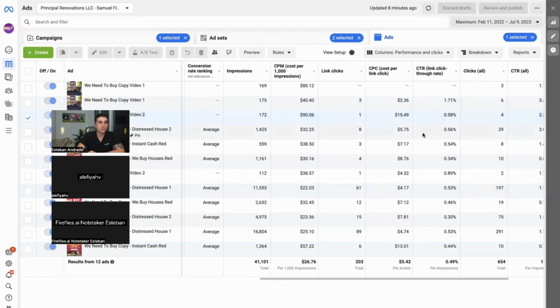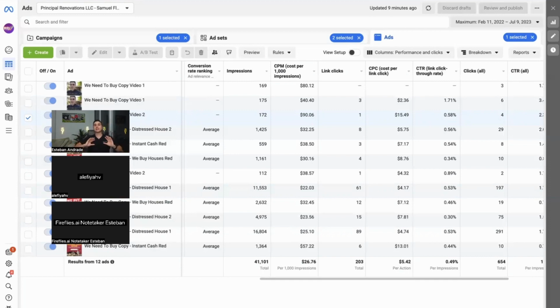Why? Because there's something happening with your copy, your offer, or the creative that you use. All right. Cost per link click. Think of cost per link click as the money you pay for each person who clicks on the button in your ad and goes to a website or a form. It's like counting how much each click cost you, right?